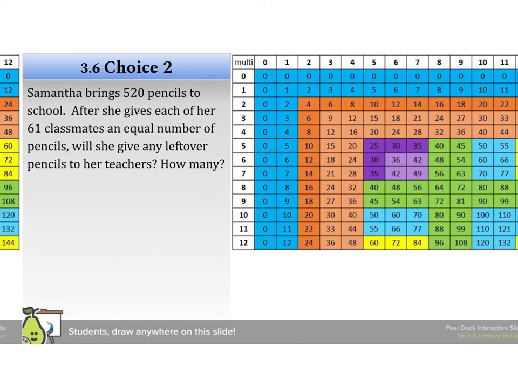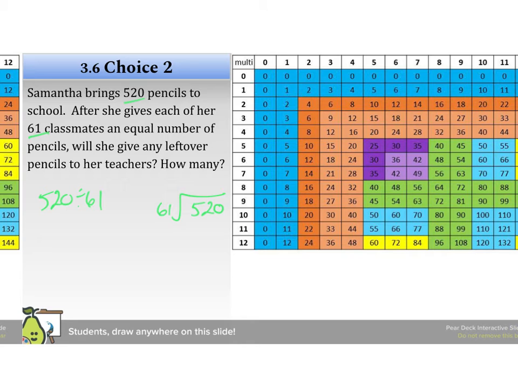Samantha brings 520 pencils to school. This is choice 2. After she gives each of her 61 classmates an equal number of pencils, will she give any leftover pencils to her teacher? So we have 520 divided by 61. Now, if you use a calculator, you're going to get a decimal. So what I'm looking for is, do you have the correct remainder?